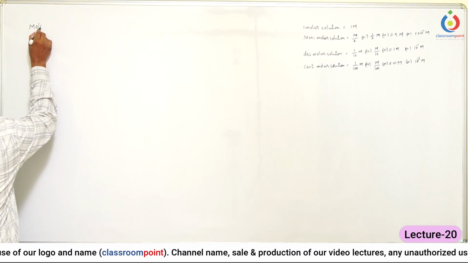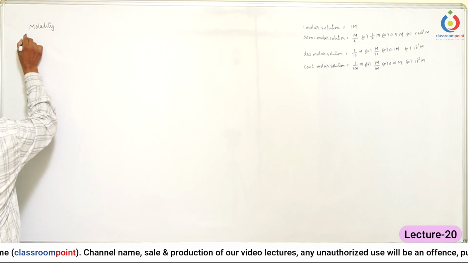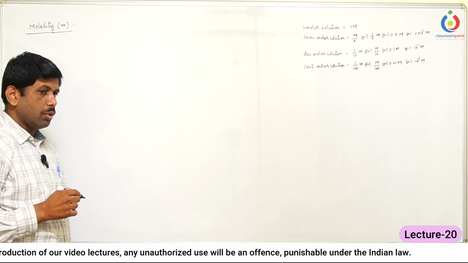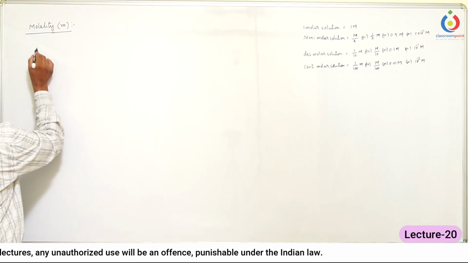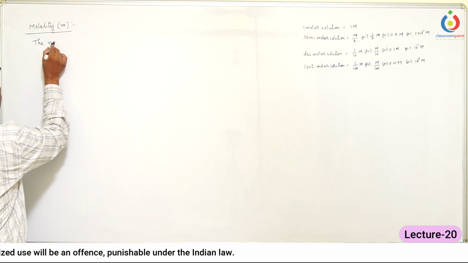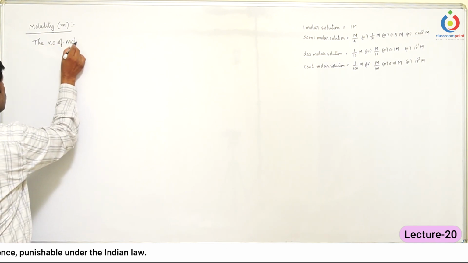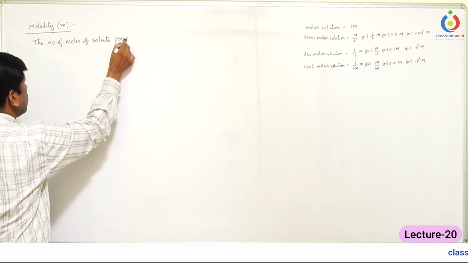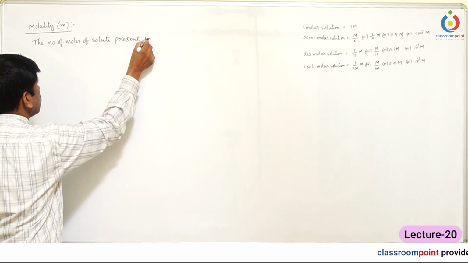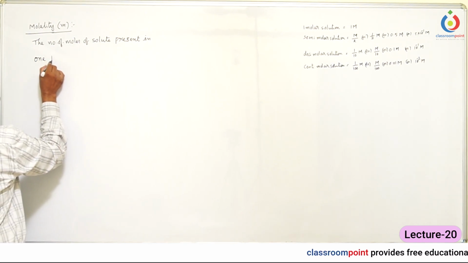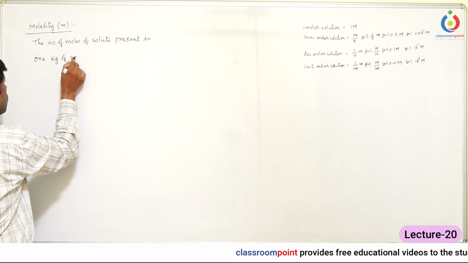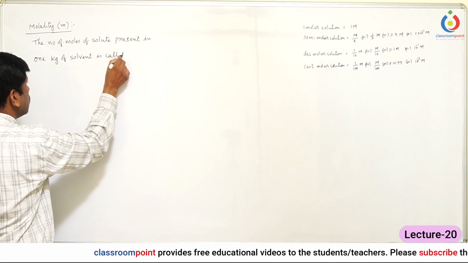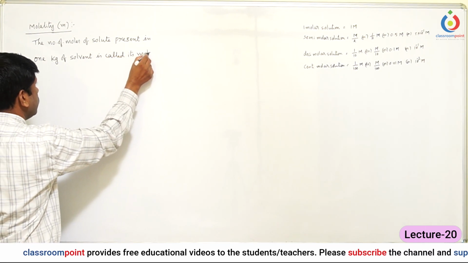Molality. It is denoted by the letter small m. So molality stands for the number of moles of solute present in 1 kg of solvent is called its molality.